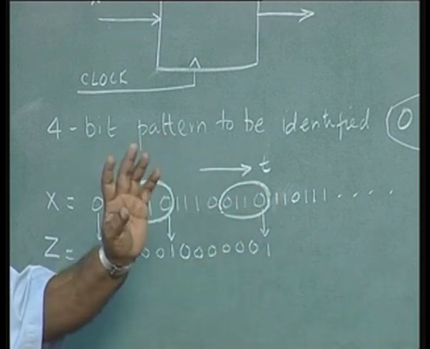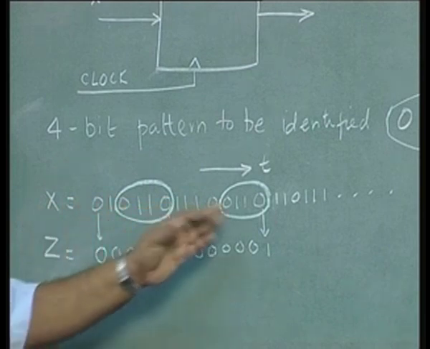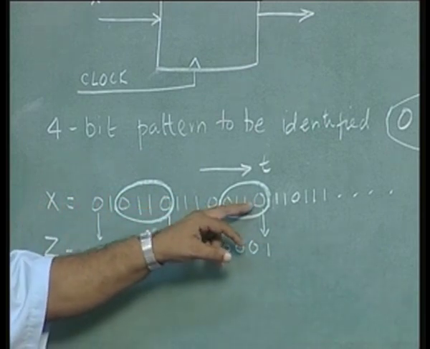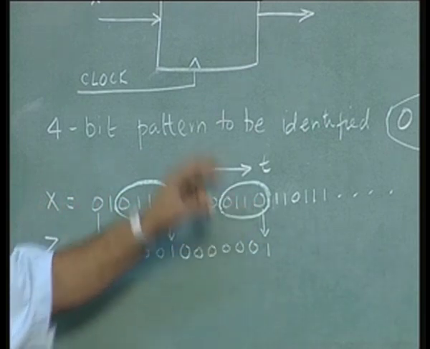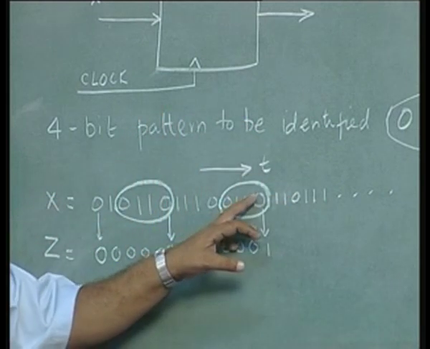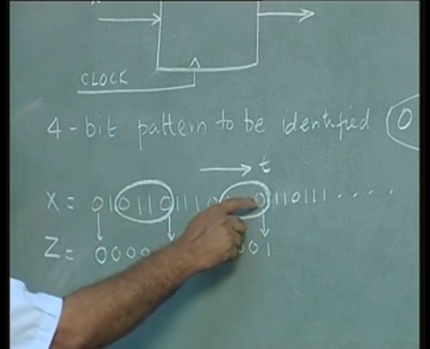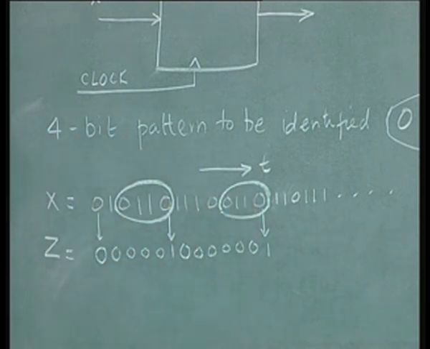But sometimes you may have to do the overlapping. That means even if the 0 has been counted in the previous pattern, it should still be counted in the next pattern. If that is the specification, then I should count this 0. So, let me assume that model wherein I am going to count this 0 also into my next pattern. This is called overlapping. Even overlapping bit patterns should be identified.